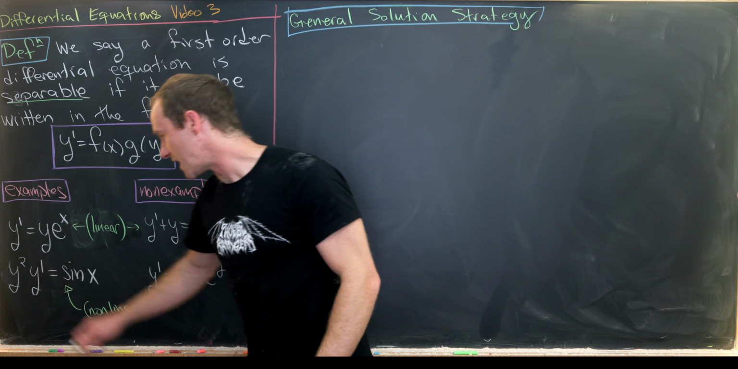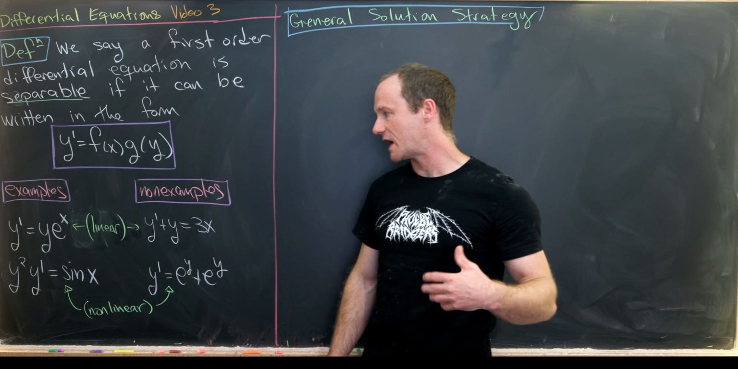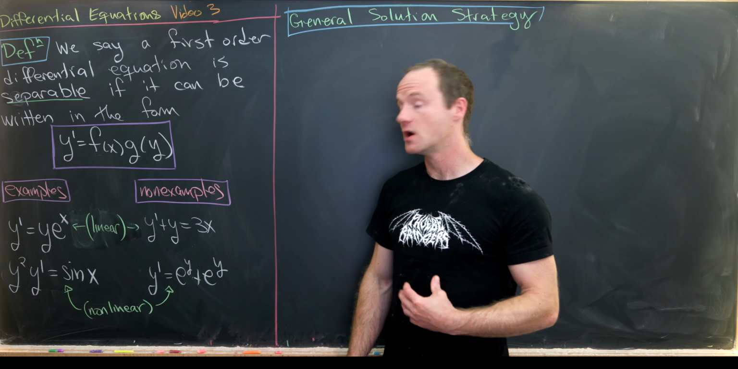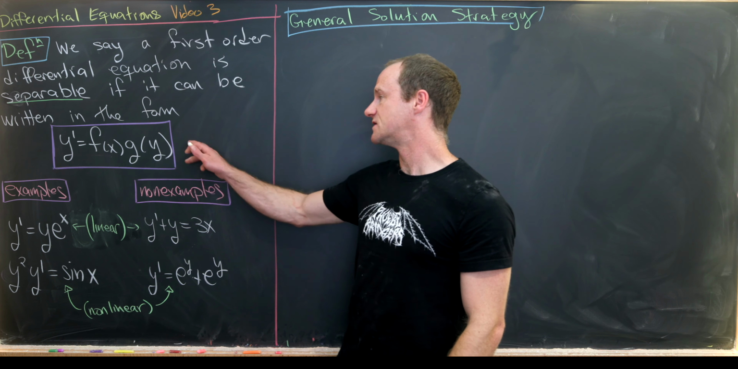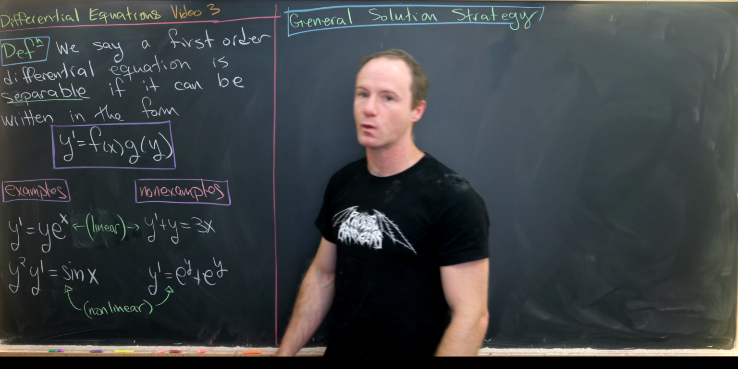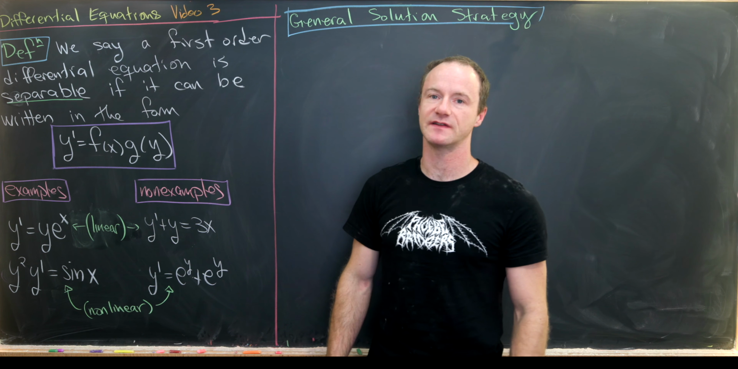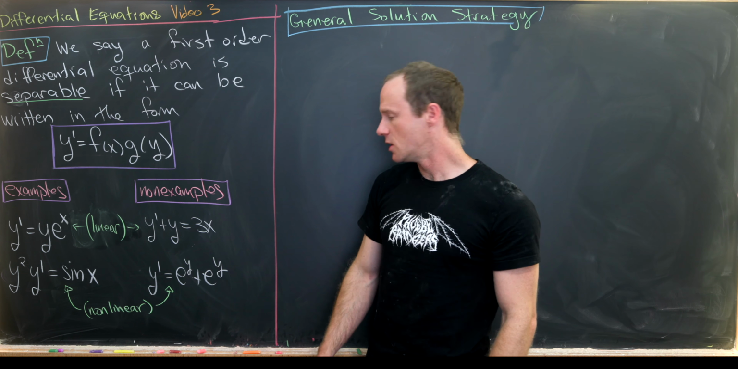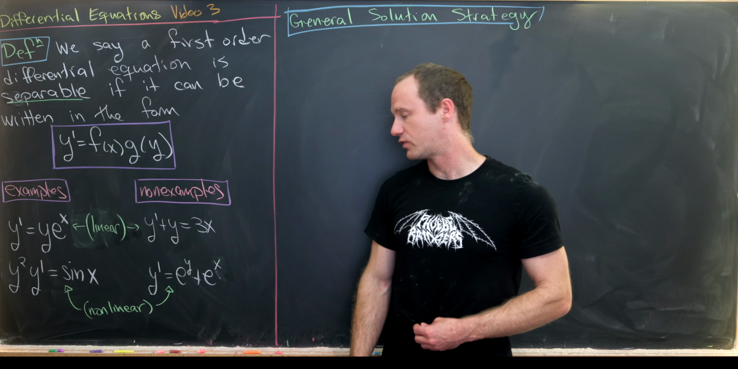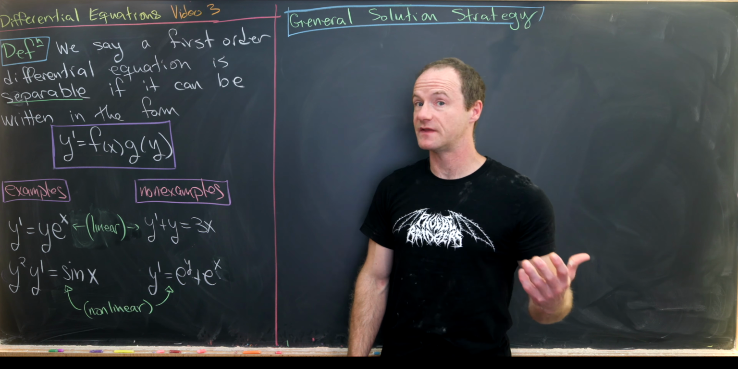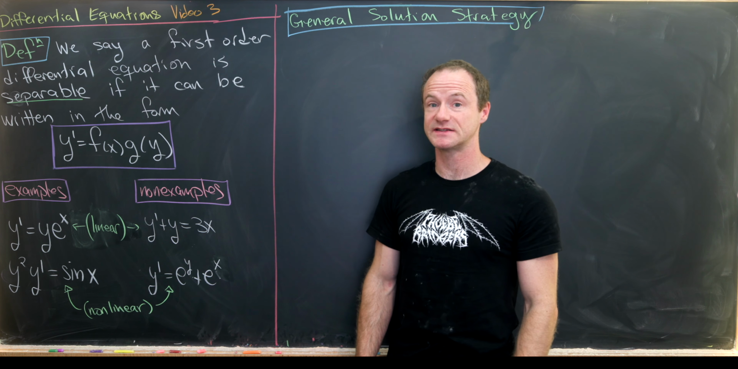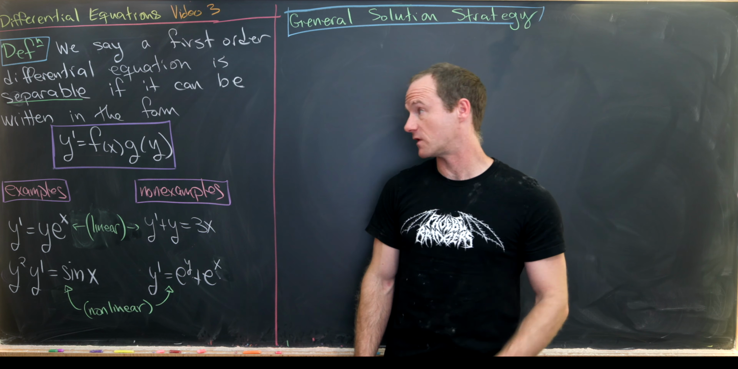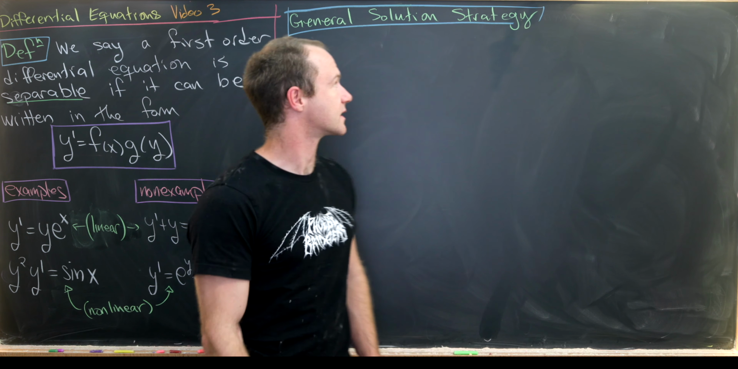Then next we could have y squared times y prime equals sine of x. That is nonlinear, but it is separable. It's not in this form, but dividing by y squared could very quickly put it into that form. Another non-example that is nonlinear would be y prime equals e to the y plus e to the x. So again, that's non-separable and it's not linear. It's non-separable because we have a sum of functions of x and y, not a product.